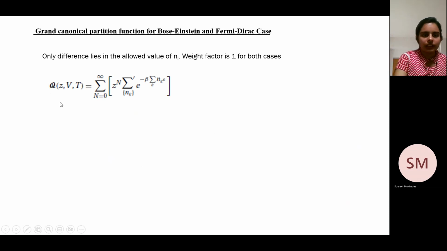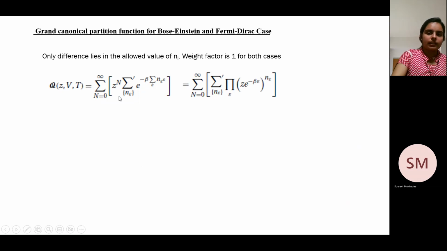So now this is how the grand canonical partition function is defined. Here Z is the fugacity, which is given as e to the power mu by kT, where mu is the chemical potential, right? Now you can see there are two summations. One is the summation over n, and then we have the summation over the different distribution sets, right? Just using the properties of exponents, we can change this summation to a product, okay?